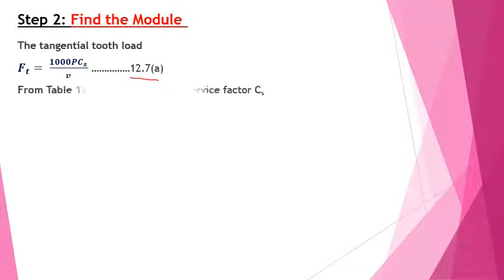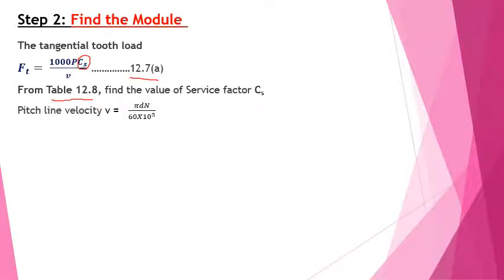Next step is to find the module. So the equations are almost the same, with a small change in the Lewis equation. This is the equation for the tangential tooth load, equation number 12.7a, the same equation we are going to use, and we need to find the service factor from table number 12.8 depending upon the service conditions.